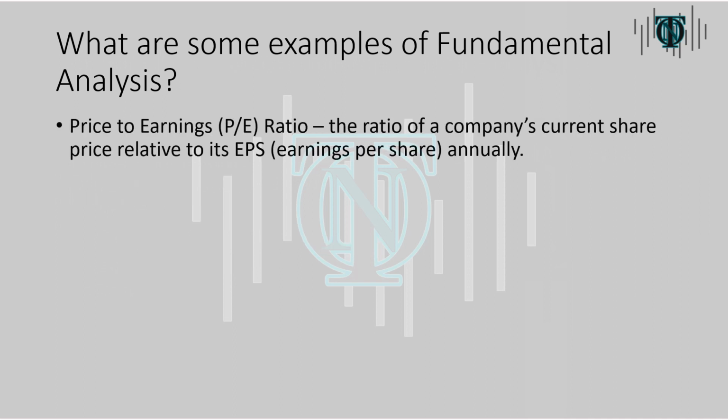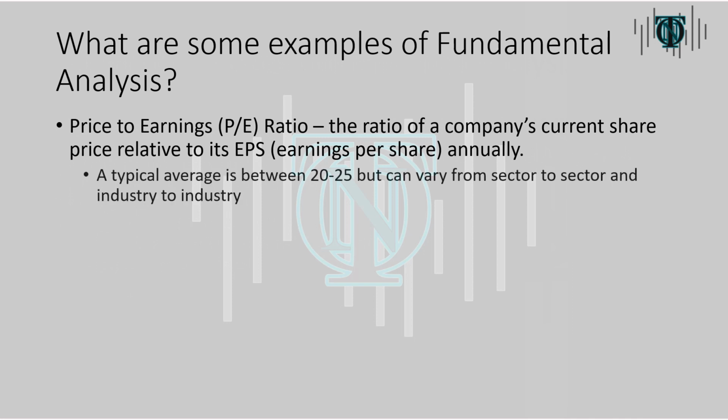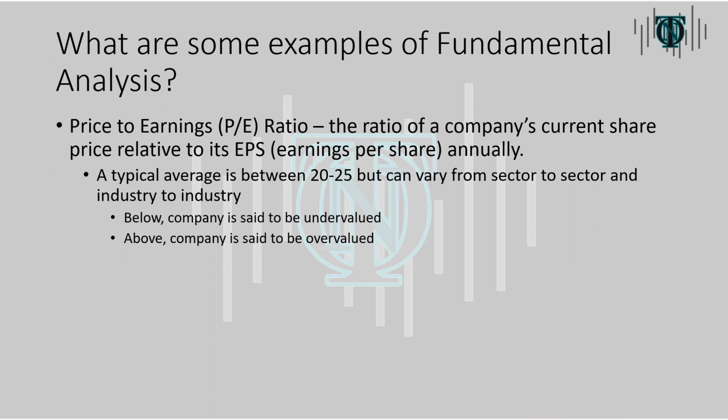Another example of fundamental analysis is the price to earnings ratio. And that's the ratio of a company's current share price relative to its earnings per share annually. A typical average is between 20 and 25, but it can vary from sector to sector and industry to industry. Now, if it's below, the company is said to be undervalued. If it's above the average, the company is said to be overvalued.